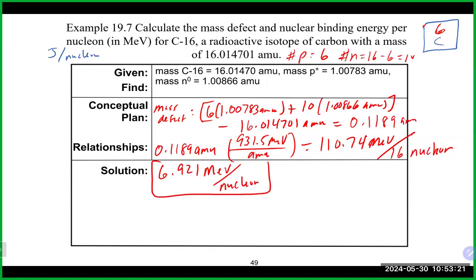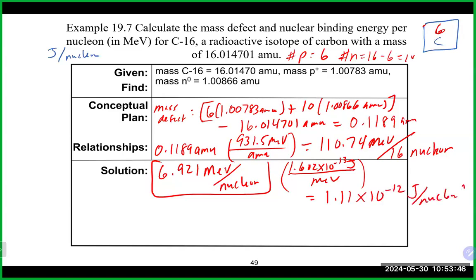We also could use the conversion to get to joules, which I'll do off to the side here: 1.602 times 10 to the minus 13 joules per mega electron volt. If we do that, it looks like 1.11 times 10 to the minus 12 joules per nucleon. Any questions on that one?